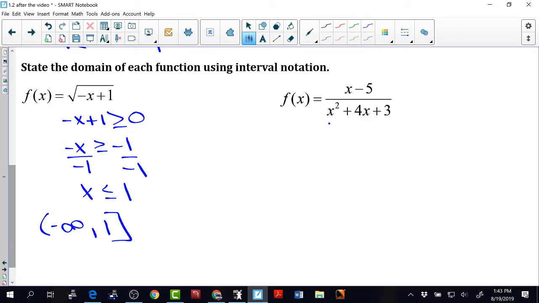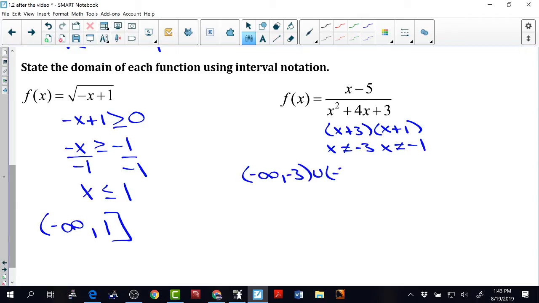Over here, and we already talked about this one, we cannot allow the denominator to be 0. So x cannot be negative 3, x cannot be negative 1. So we have negative infinity to negative 3, negative 3 to negative 1. Those are good values. And then negative 1 to infinity. So there's the domain for that one.